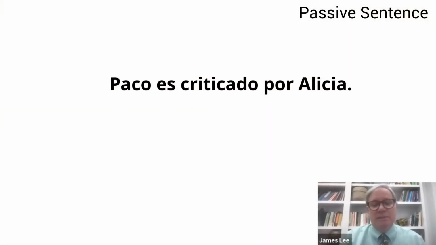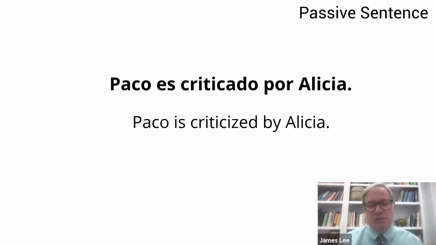This is a passive sentence in Spanish. Paco es criticado por Alicia. It translates word for word into English. Paco is criticized by Alicia. The big difference is that the Spanish verb phrase has a lot more agreement features than the English sentence does.